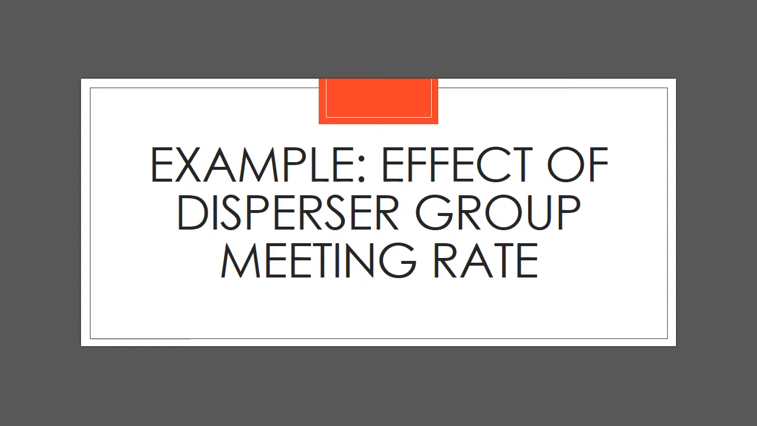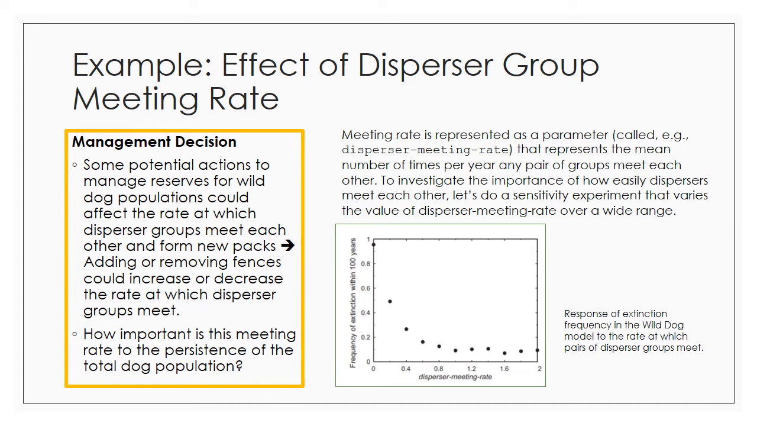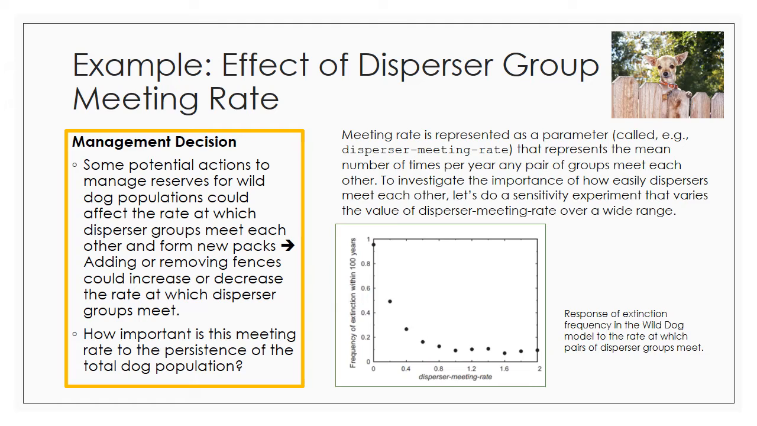So let's now figure out what parameters are needed to run the model. The most important of these is the meeting rate. Let's say that our wildlife reserve management is trying to find ways of accelerating or slowing down the rate at which disperser groups meet and create new packs. They want to understand how important this meeting rate is and if it makes sense to, for example, build or remove fences. So let's do this.